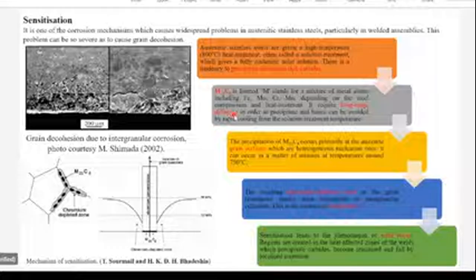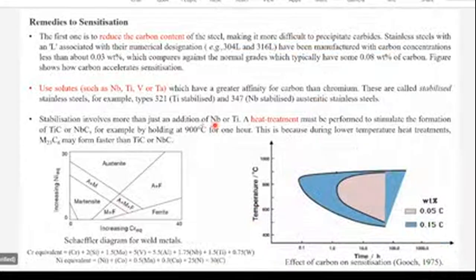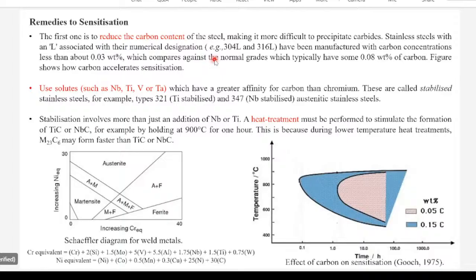So how to mitigate the sensitization? First, we have already talked about the L factor, this 304L, or 308 or 308L. The L stands for low carbon content, that is less than 0.03% weight percentage. And typically if we are not using the L grade, like 304, it is having 0.08 percentage of carbon. So as the carbon content is reducing, the tendency of chromium carbide formation will automatically reduce. So if chromium carbide is not forming, then it is very good for corrosion prevention.